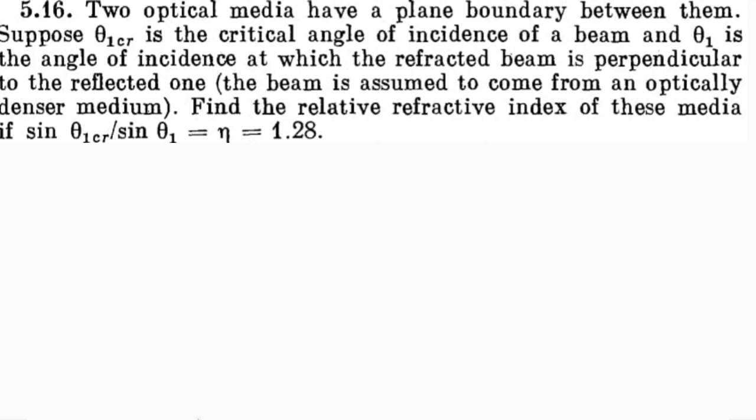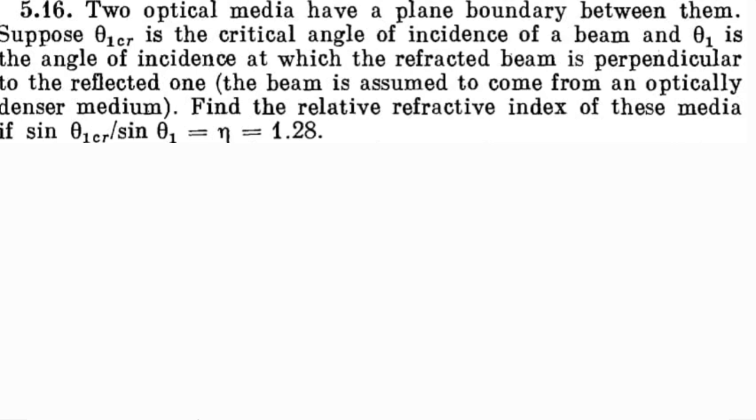So we are dealing with the fourth problem in the ray optics segment, and it is problem number 5.16. The problem states: two optical media have a plane boundary between them. Suppose theta 1 CR is the critical angle of incidence of a beam, and theta 1 is the angle of incidence at which the refracted beam is perpendicular to the reflected one. The beam is assumed to come from an optically denser medium.